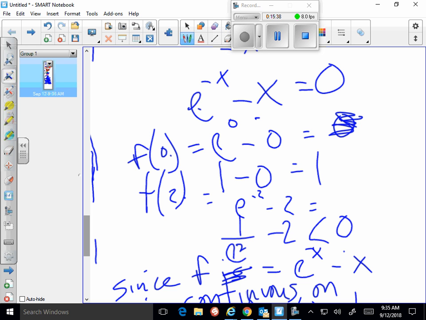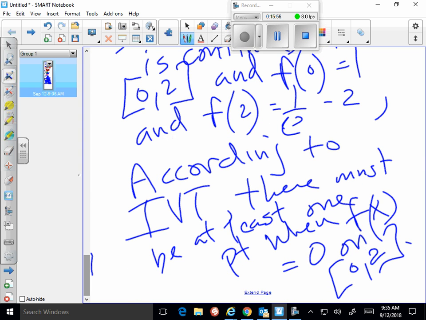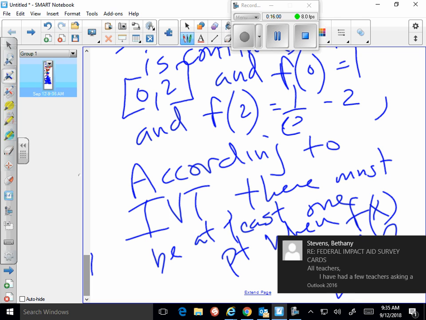Therefore, somewhere in between positive 1 and 1 over e squared minus 2, I'm going to pass through y equals 0. So there is at least one place where the function f of x equals e to the minus x minus x will equal 0. And that's the justification sentence for it. That's when they say, show that this is so.